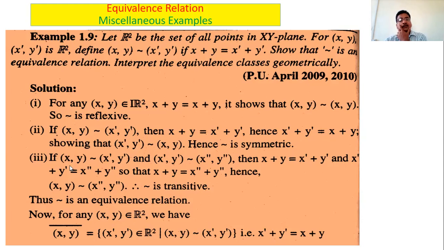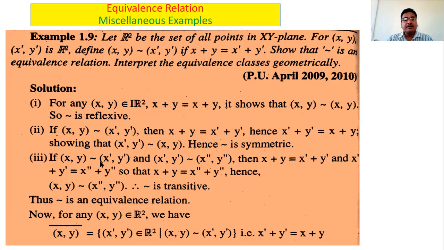Then the third condition. Take three elements, suppose (x, y), (x', y'), and (x'', y''). These are three elements of R², such that (x, y) is related to (x', y'), and (x', y') is related to (x'', y''). That is, take three elements from R² such that the first is related to the second, and the second is related to the third. And now we have to show the first is related to the third.